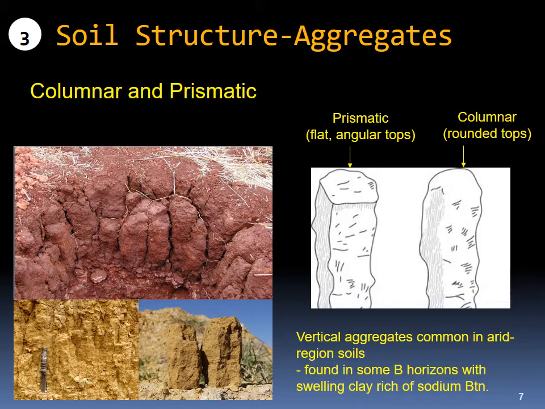Now, you would see that you have two different shapes. You have columnar and you have prismatic. All of them are vertical in shape. But what is the big difference between them, and how can you distinguish whether this is columnar or prismatic? Very simple. Basically, you look at the top. If you look at the picture to the right, you would see that columnar has a rounded top, whereas prismatic has a flat top. So that's one of the crystal clear differences that you can use to distinguish between these two.